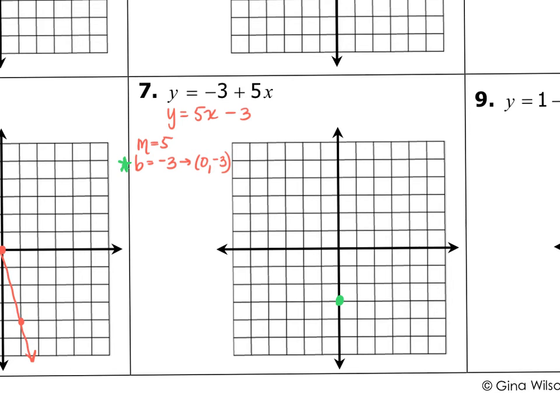And now I'm going to travel my slope. My slope is 5 over 1 because it's rise over run, so I need to see that fraction. I'm going to rise, it's positive, so I'm going to rise 5 and run 1. So rise 1, 2, 3, 4, 5, and run 1. That's going to mark your next point. Rise, run, there's my next point.